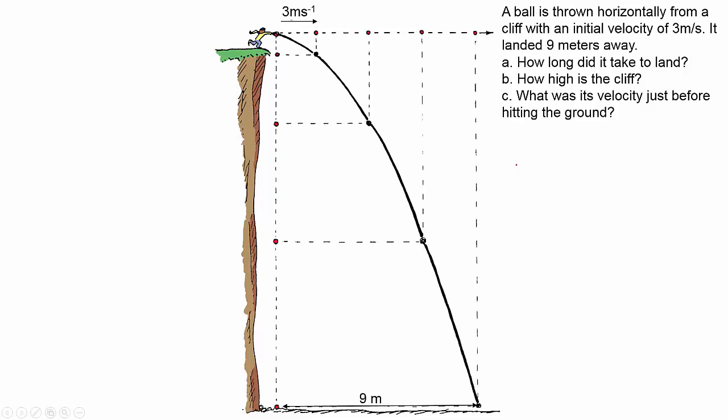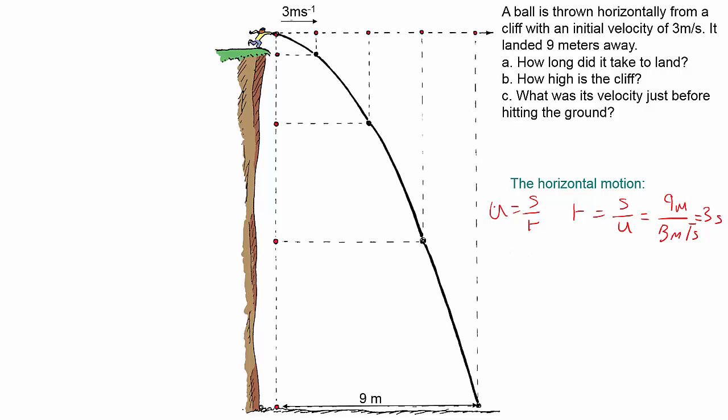So yet again, we've got quite simple equations just for horizontal motion. We know that velocity, its initial velocity, is equal to the displacement divided by the time. We want to know how long it took to hit the ground, so we want time. So if we rearrange that, time is equal to the displacement divided by the velocity. So it travelled 9 meters at 3 meters per second. That means that it took 3 seconds. 9 divided by 3, 3 seconds at 3 meters per second.